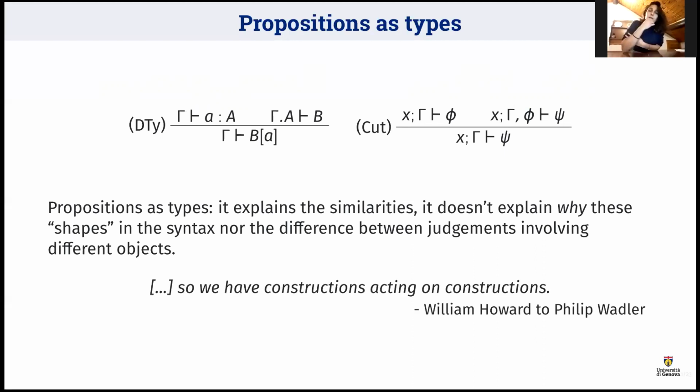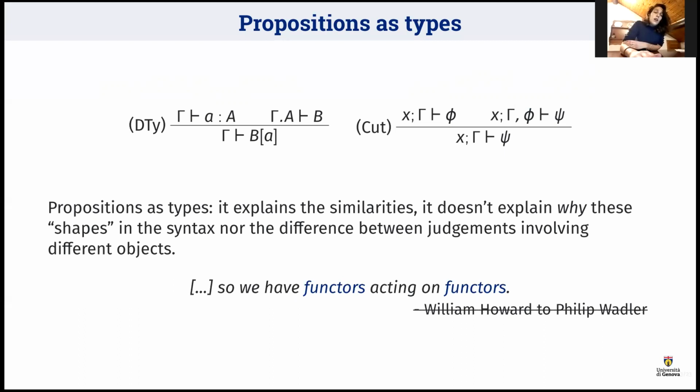There is a very famous article by Philip Wadler, and I think the title is precisely Propositions as Types. And there's some evidence in correspondence with William Howard, where he said, we have constructions acting on constructions. The remainder of this talk will actually have functors acting on functors. What I mean is that I will try to convince you that these two different judgments will be coded into just one category, which will be a fiber category. And the consequence will be, again, a category, and there will be a functor between these two categories. So functors acting on functors.